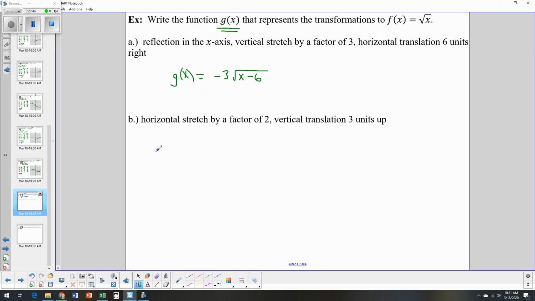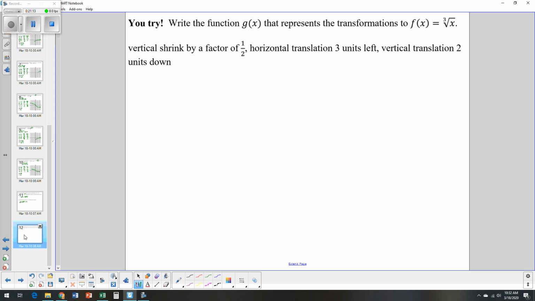So for B, again, I'm going to start with g of x equals, they're telling me a horizontal stretch by a factor of 2. So that's going to be inside the radical. And if it's by a factor of 2, remember we do the reciprocal, we're going to put a 1/2 in here. And then translation 3 units up is outside, so we're going to get plus 3. All right, for the last one, give it a try, pause it, and when you're ready, check your answer.